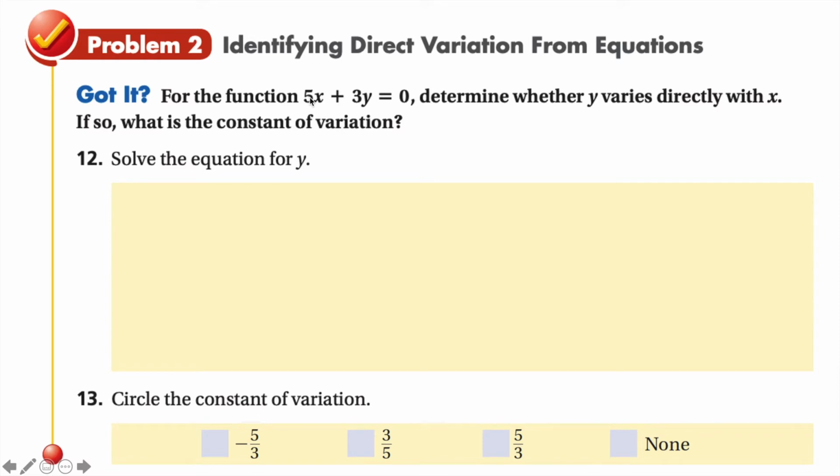For the function 5x plus 3y equals 0, determine whether y varies directly with x, and if so, what is the constant of variation? The very first thing is we need to make sure we solve for y.